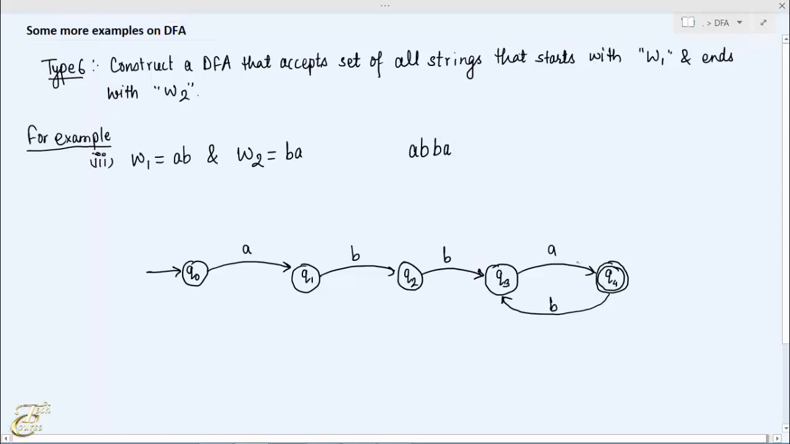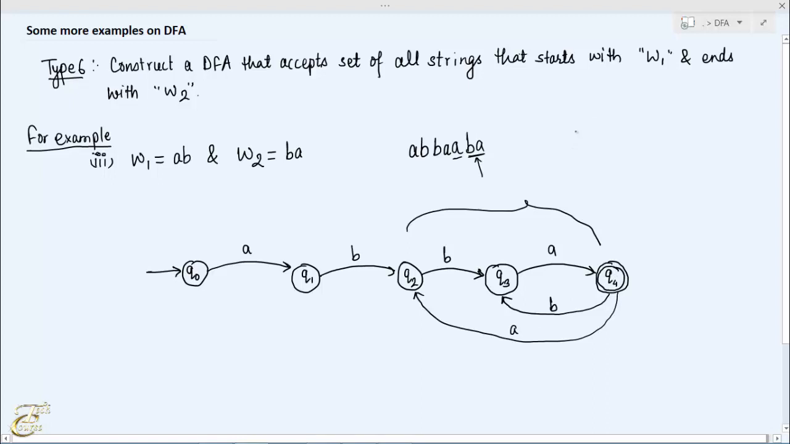Similarly, what if the machine reads a symbol A in Q4 state? That is A after this string. In that case, we have to further look for the string BA is present or not after this A. This checking of BA is performed by this whole transition. Therefore, we move to the state Q2 on reading a symbol A in Q4.